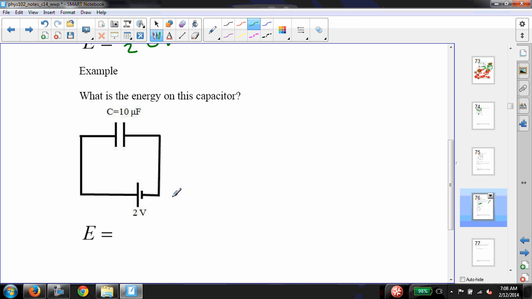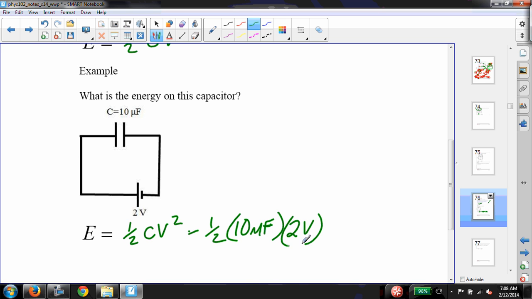So the energy is just 1/2 CV squared, or 1/2 times 10 microfarads times 2 squared, 5 times 4. That's going to be 20 microjoules. 20 microjoules. So in this way, you can determine how much energy is in our capacitor.